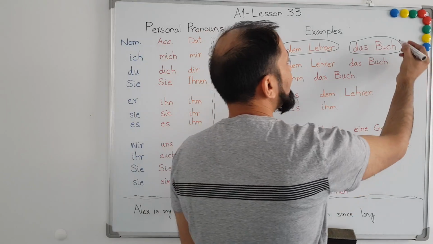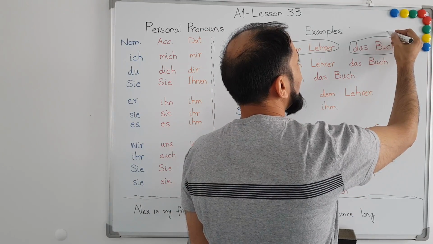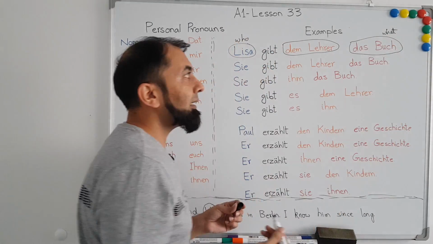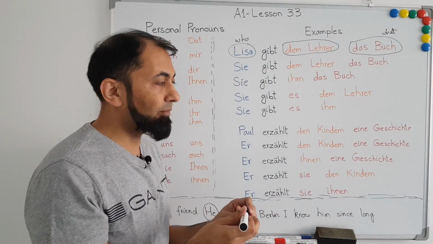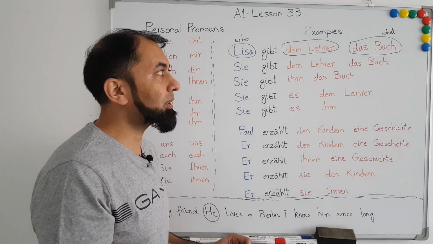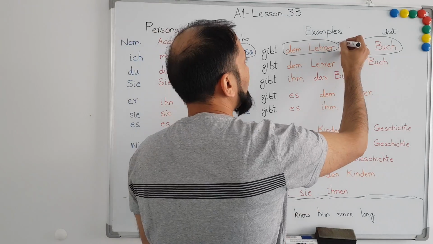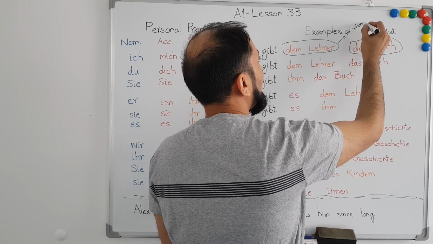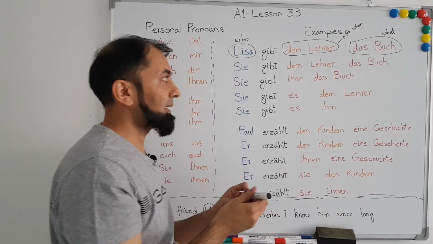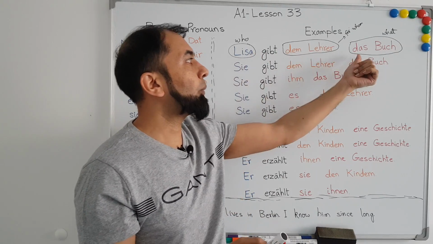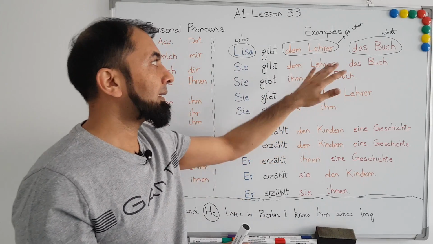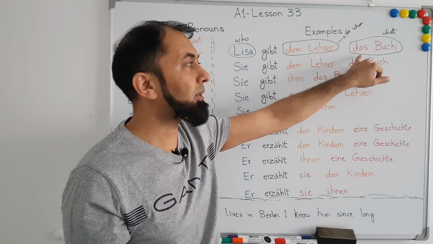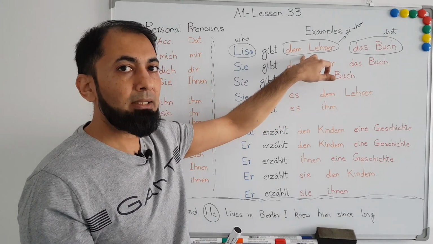Now what is being given? What is being given is the book, and anything that is answering the question what will be in the accusative case, and for whom the action is being performed, that will be in the dative case. So who is doing what for whom? Who is nominative, what is accusative, for whom is dative.